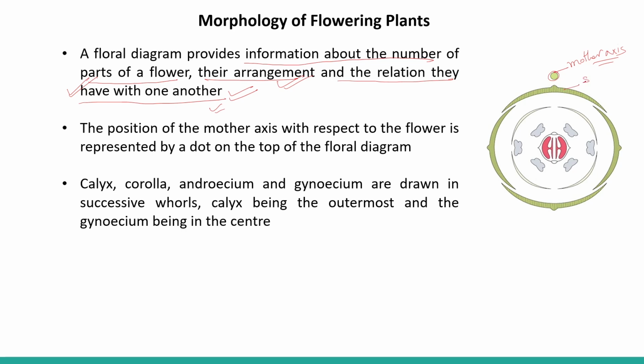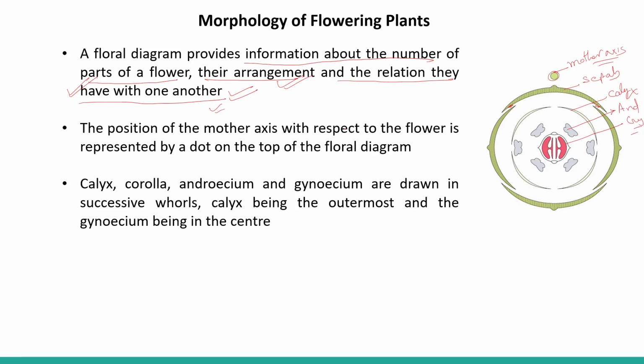This is the sepals, and it also represents the estivation, the type of estivation. Now this is the calyx, this is the androecium, and this is the gynoecium. So all the whorls are represented here.